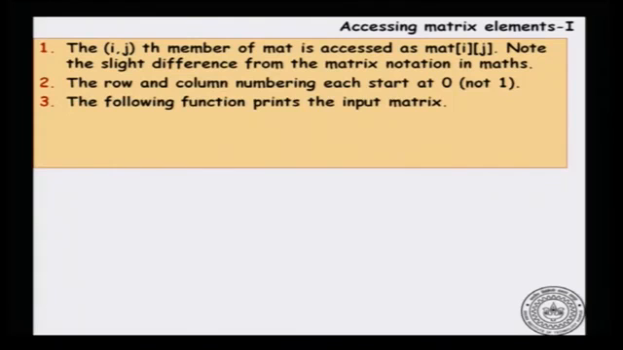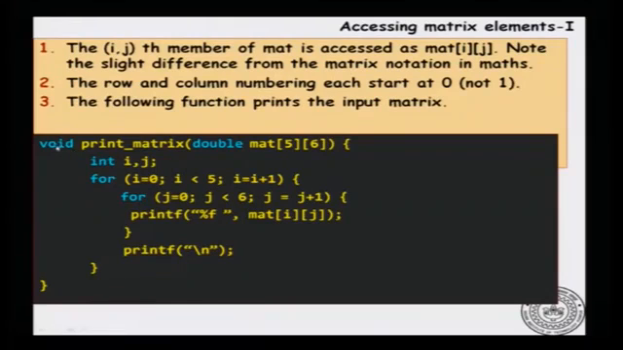Let us look at a function which prints the input matrix. Okay. So, I have a function, it returns void. So, it does not return anything, it just performs an action, which is to print a matrix. Now, the function is called print matrix. It takes a double matrix, a mat of size 5 by 6, 5 rows, 6 columns each. I first declare i and j. i is supposed to iterate over the rows and j is supposed to iterate over the columns.